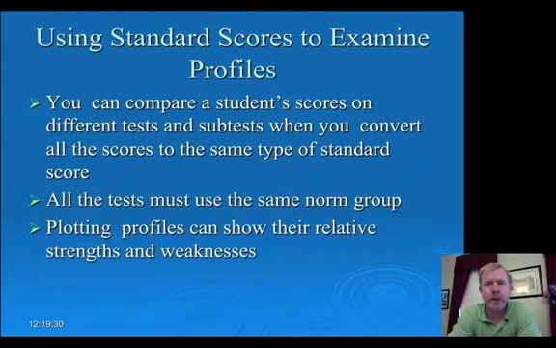We know that by plotting profiles we can see students' relative strengths and weaknesses. So we have a common metric of the standard score or the percentile rank to give us a way to interpret where students' relative strengths and weaknesses might be.